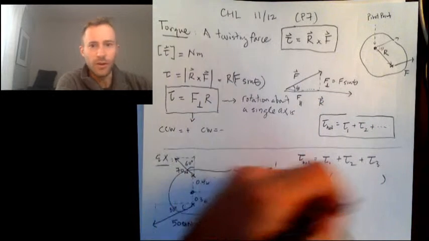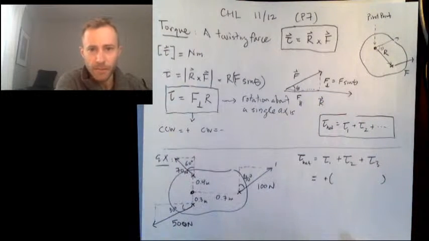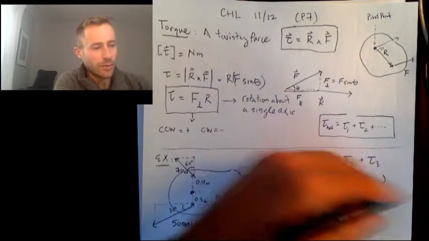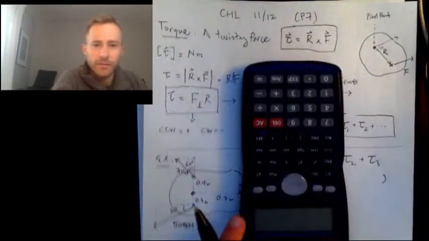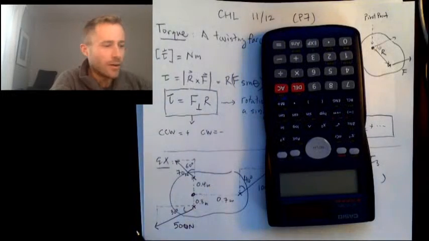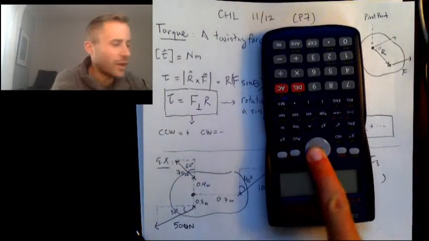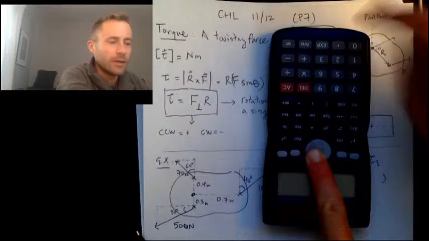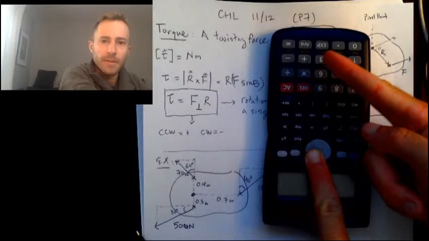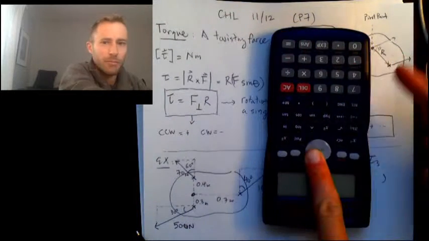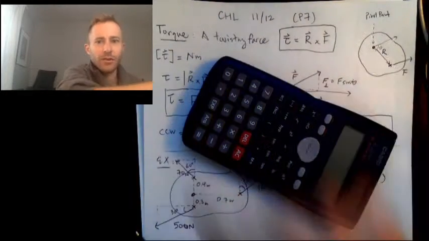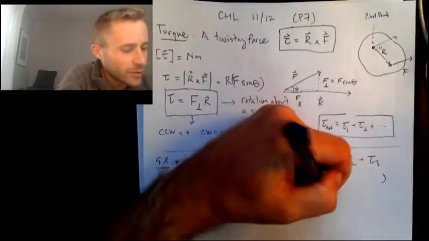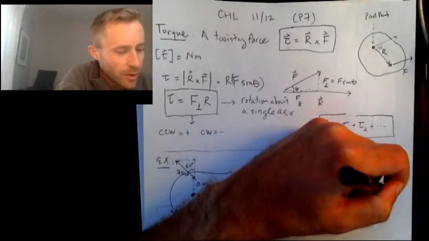And I'm just leaving an open parentheses because I'm going to fill that in with the F perp times R. Now for this second force, here's the pivot. The force is acting up above the pivot, and it's acting kind of in this direction. So I push like that, and it rotates again counterclockwise. So the second torque is also positive.